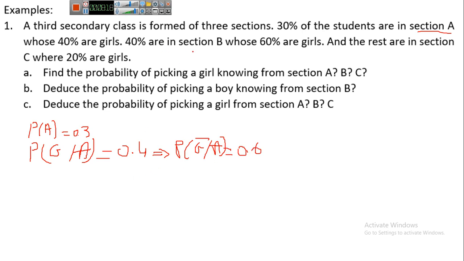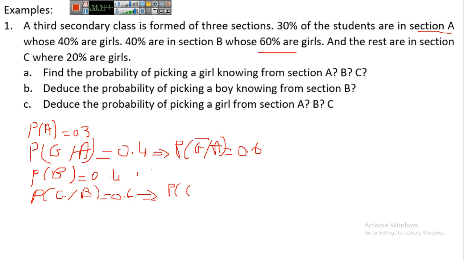And 40% are in section B. So P of B, the students in section B, such that 60% are girls. The girls here, P of girls knowing I'm in section B, is 60%. So directly the complement, P of not girls, boys, knowing section B will be 1 minus 0.6 is 0.4.